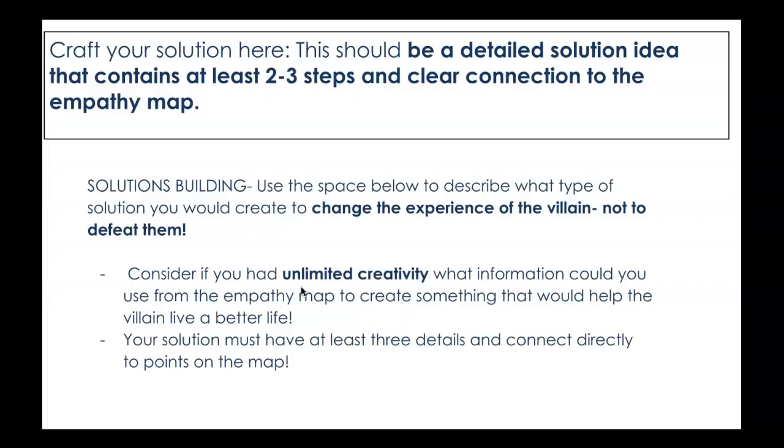Step 3, solutions build. Innovate and change their reality. How might their story be different? Or how might there be a part 2 to their story that looks different than just beating them or defeating them, but actually looks like the villain changing, the protagonist and the villain coming together? What might that look like based on empathy mapping?